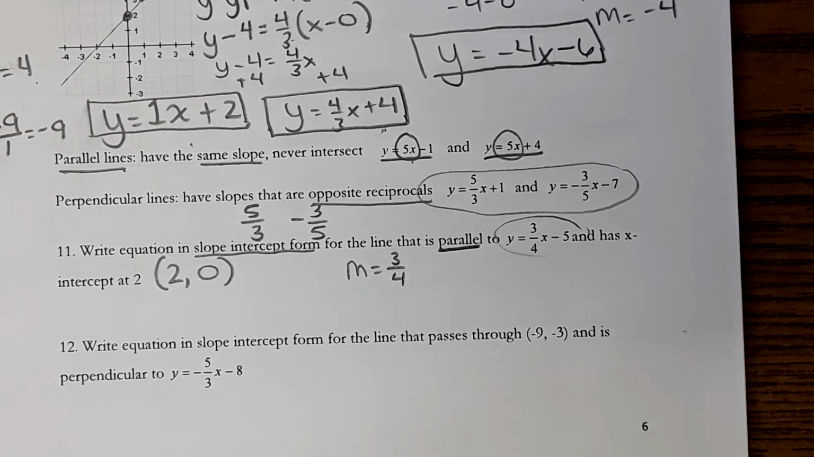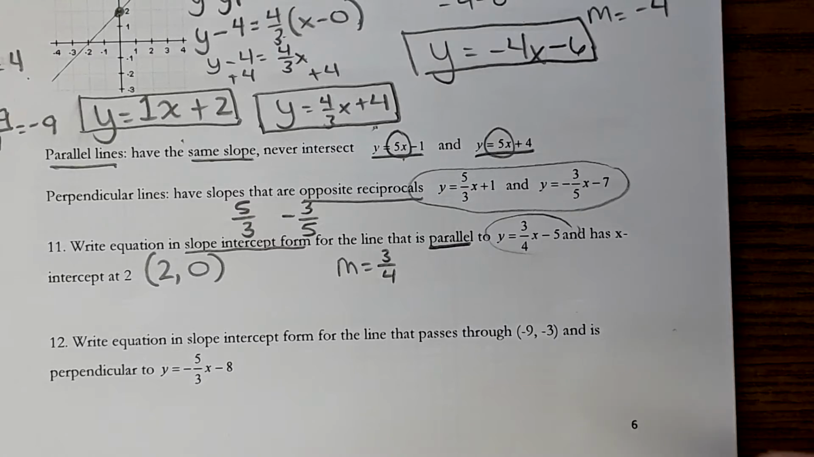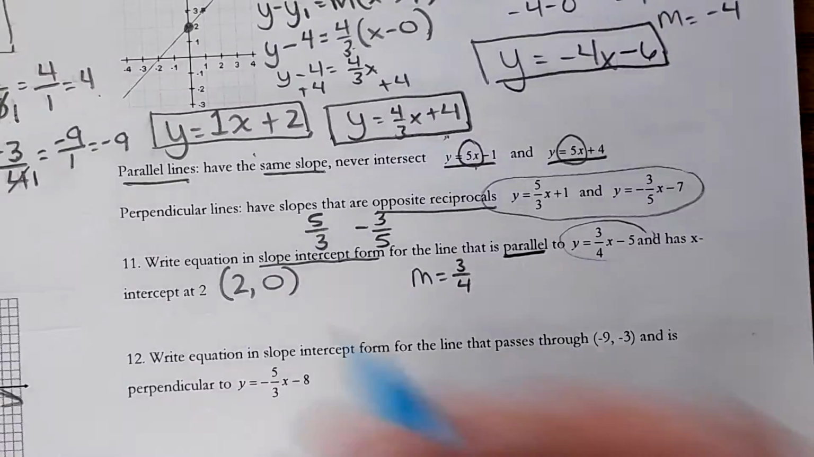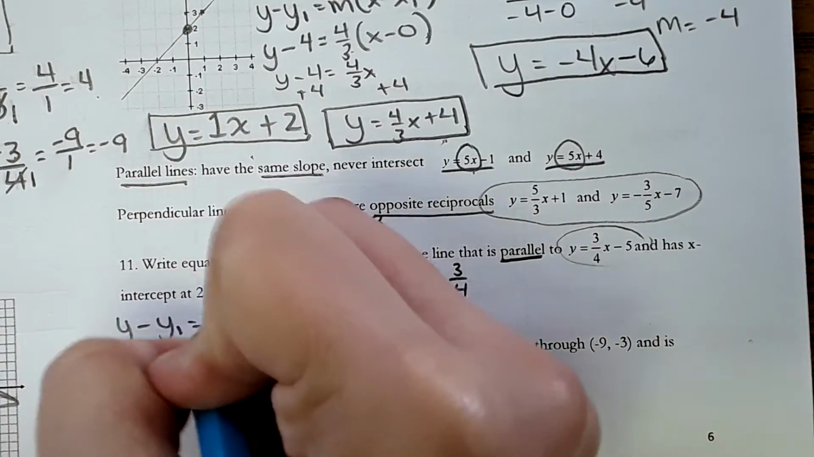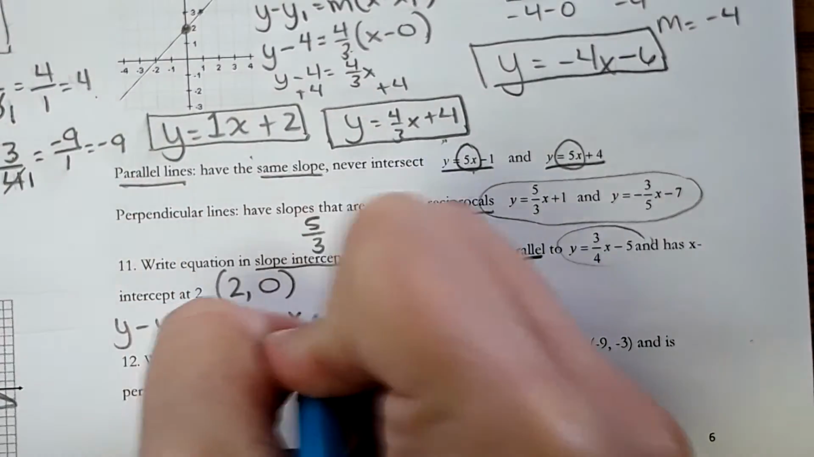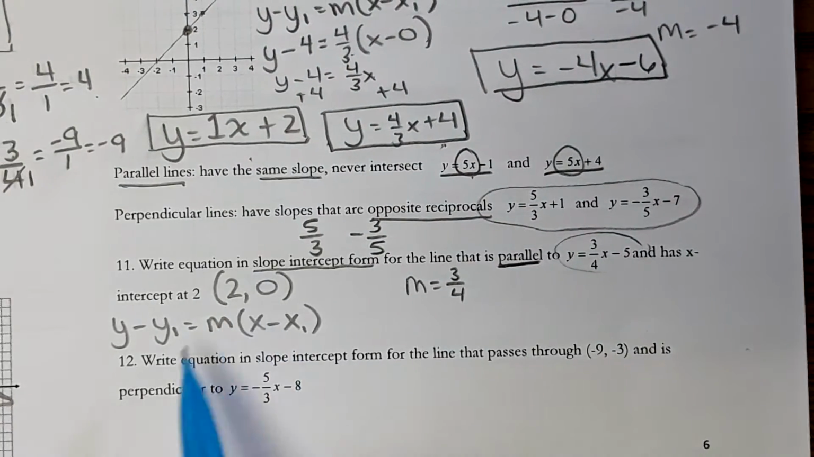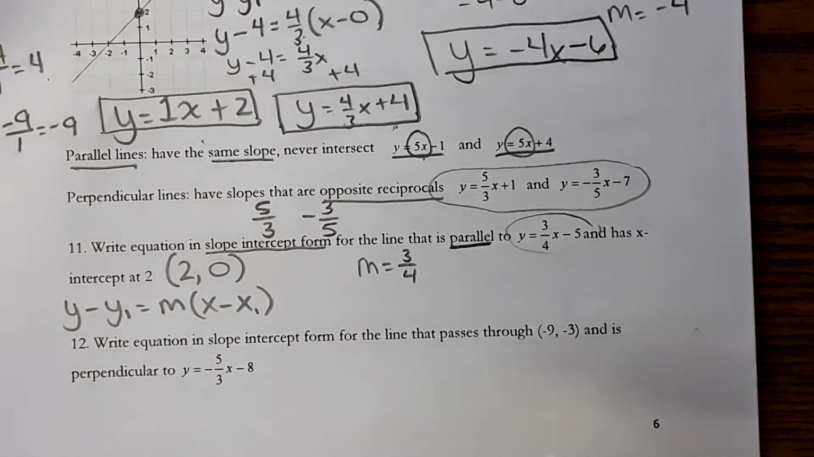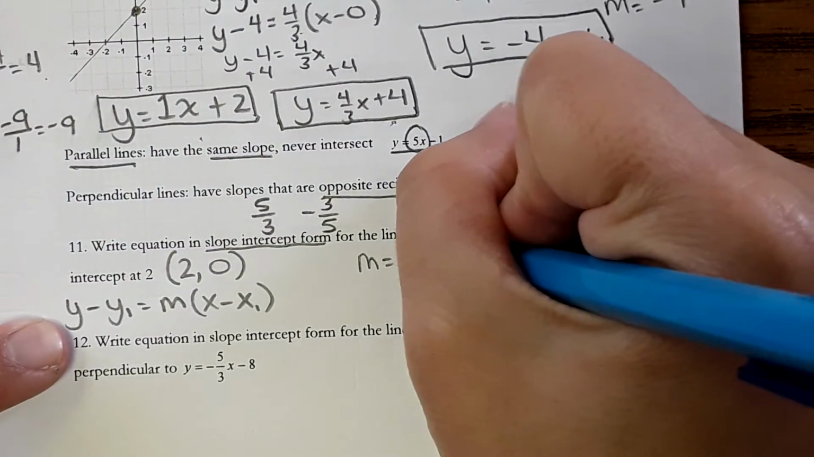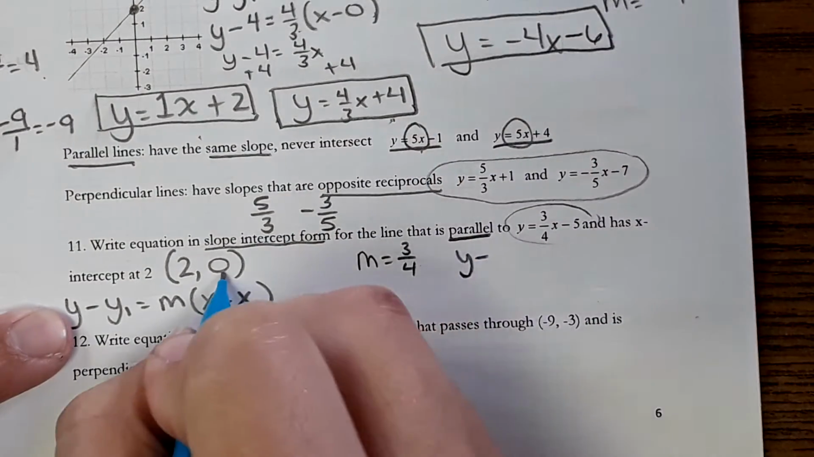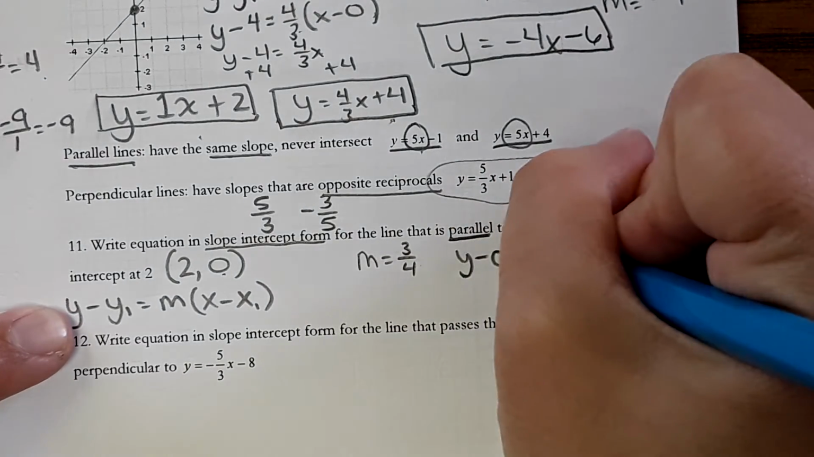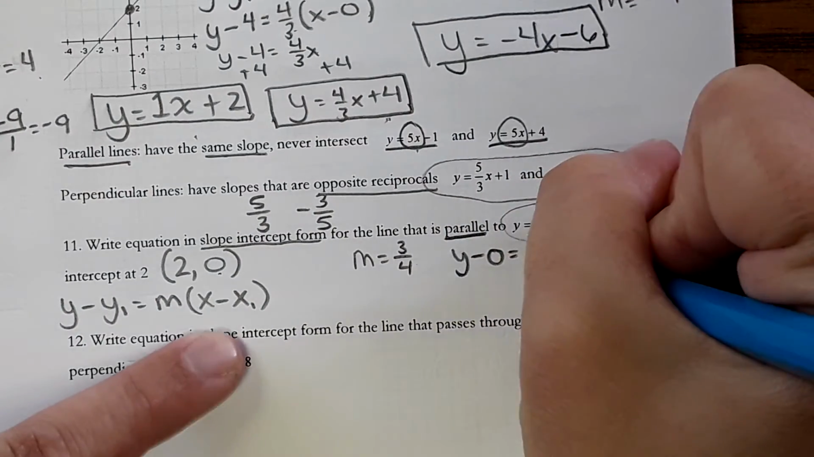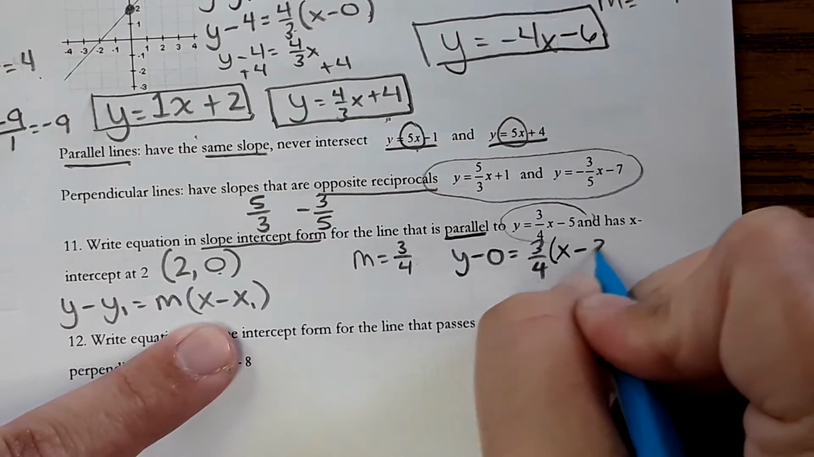Because it's not a y-intercept, we can't just plug it into the equation. We actually have to solve. We're going to use the equation y minus y1 equals m times x minus x1. We're going to plug these points into the equation along with the slope, and that will give us y equals mx plus b format. So y minus 0 equals 3/4, and then x minus 2.